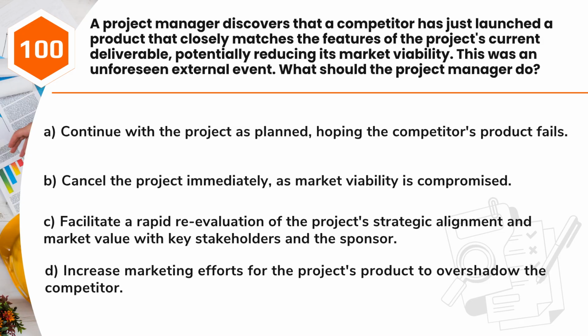Question 100. A project manager discovers that a competitor has just launched a product that closely matches the features of the project's current deliverable, potentially reducing its market viability. This was an unforeseen external event. What should the project manager do? A. Continue with the project as planned, hoping the competitor's product fails. B. Cancel the project immediately, as market viability is compromised. C. Facilitate a rapid re-evaluation of the project's strategic alignment and market value with key stakeholders and the sponsor. D. Increase marketing efforts for the project's product to overshadow the competitor.